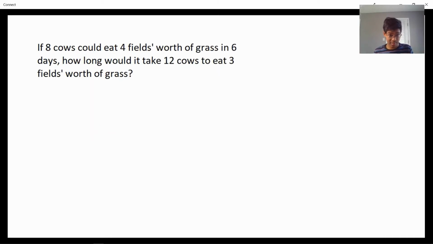8 cows, 4 fields, 6 days, right? So the way I like to approach these kind of questions is I like to make a table of the information that I'm given. So let's write days over here. Let's write fields over here.